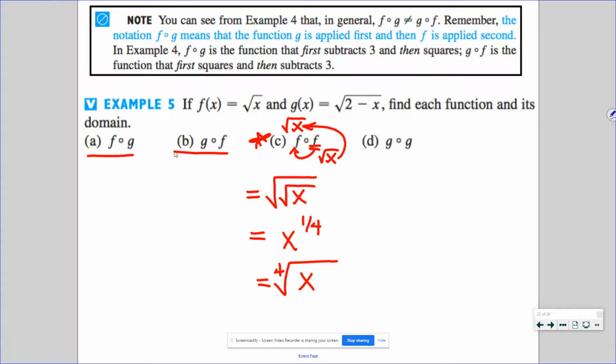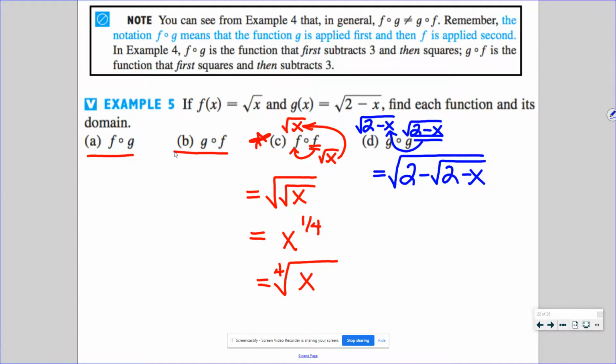For D, same thing, but you're doing that with radical 2 minus x, and you're plugging it into radical 2 minus x. So all this is going to go in place of the x there. So you're going to have radical 2 minus, and here's where you plug in your other equation. And that can't be simplified at all because that is just a big old mess. So you are done there.